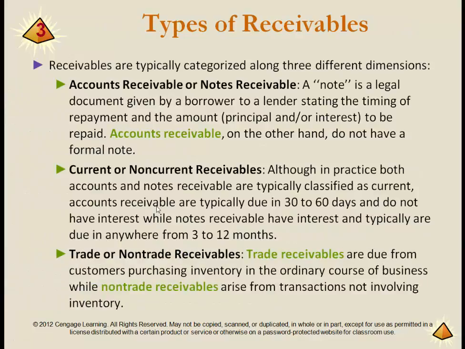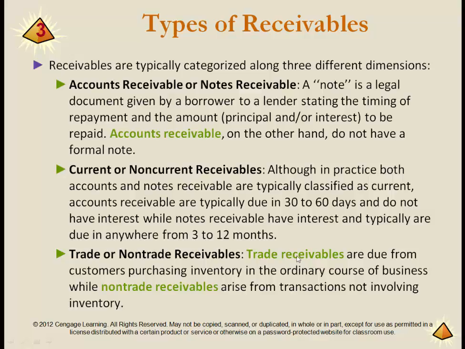What are different types of receivables? There's really three different types of receivables. You have accounts receivable or notes receivable. The difference is, and sometimes accounts receivable are also going to be called trade receivables because you're expecting money from customers. Accounts receivable are generally current, and you're going to collect them in 30 to 60 days, maybe even sooner depending upon the kind of product you sell. Whereas accounts receivable does not have interest associated with it, notes receivable does. And notes receivable is going to be anywhere from 3 to 12 months.